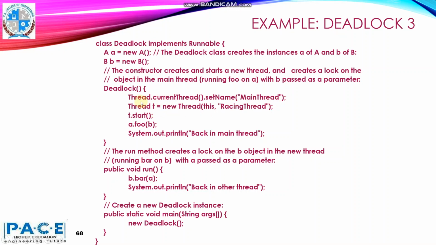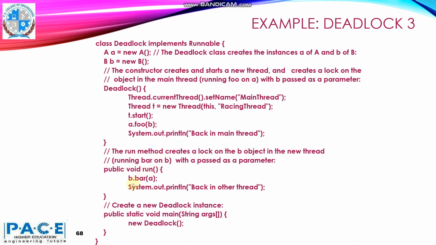After that, the main thread creates another thread. The other thread is a child thread. We give the name to it as racing thread. So it creates an instance of the Java thread class, passes this reference to it, and gives the name as racing thread. Then it starts this racing thread. So the child thread is started, and we know that the start method invokes the run method. So which code will the racing thread invoke? It will invoke the code which is there in the run method.